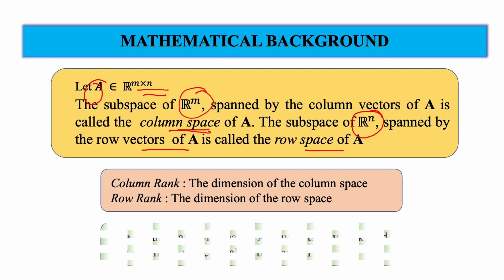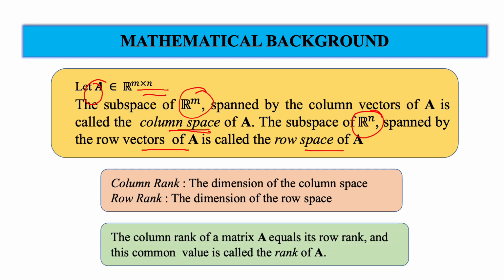So for a given matrix, what is rank? We have a result which says that the column rank of matrix A is equal to its row rank. This common value is called the rank of the matrix. So for any matrix, the column rank is always equal to the row rank, which is known as the rank of the matrix.